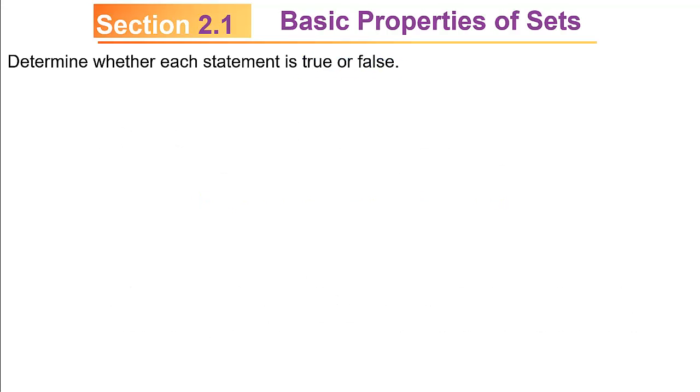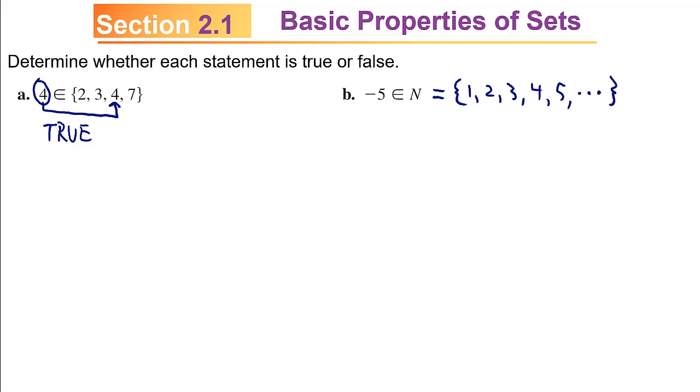Determine whether each statement is true or false. A says 4 is an element of the set containing the elements 2, 3, 4, and 7. It's true if there is a 4 in that set, and there is, so it's true. B, -5 is an element of the natural numbers. Remember, the natural numbers are the counting numbers. -5 is not a counting number. If you look in that set, you don't see -5, so that's false.